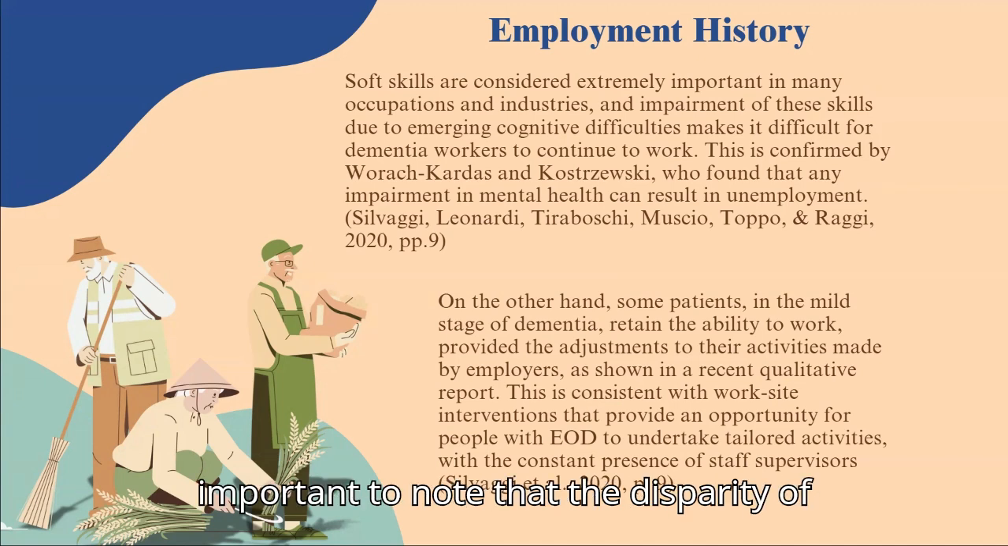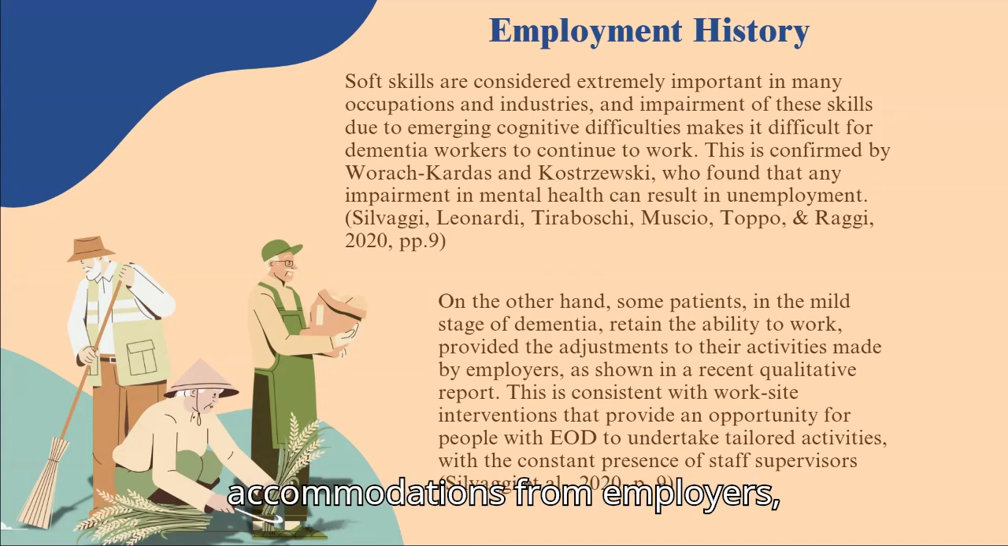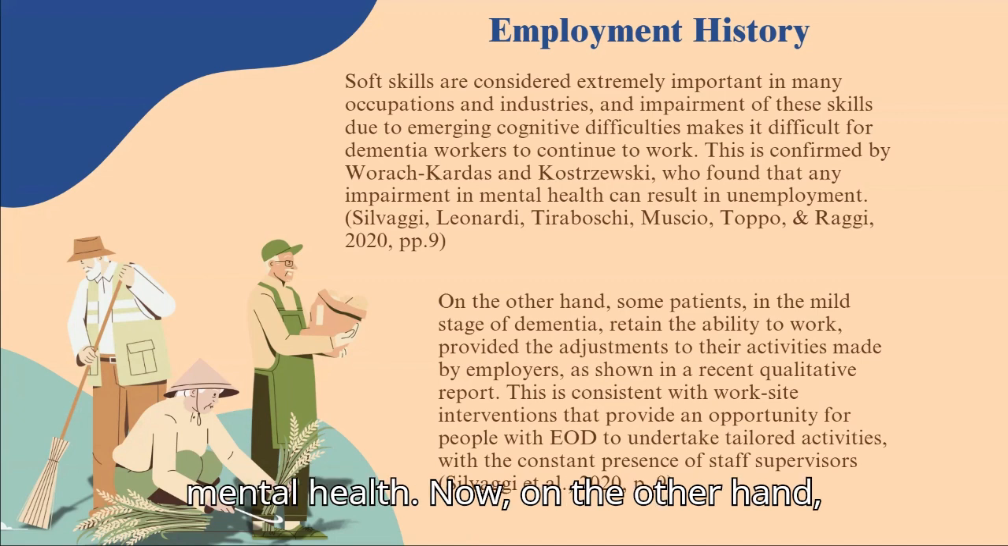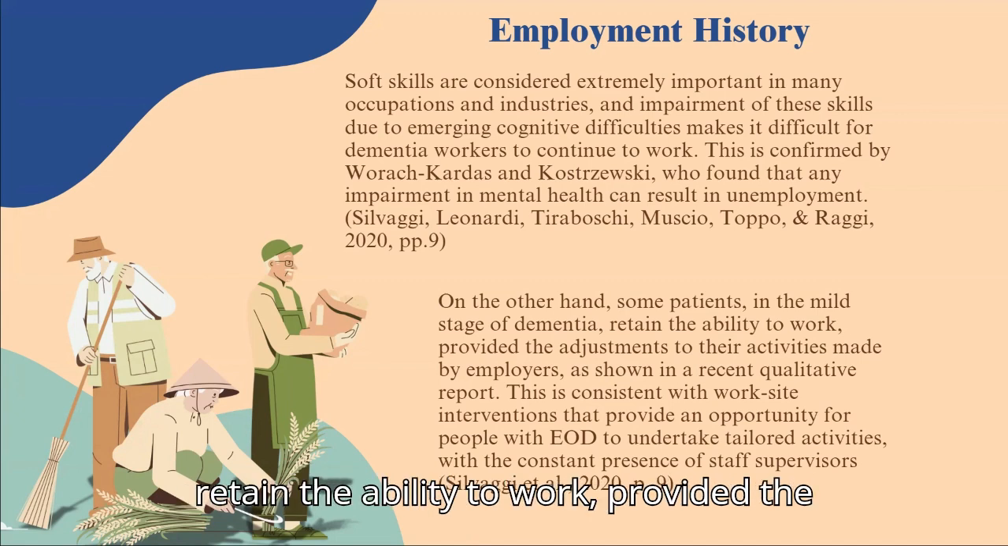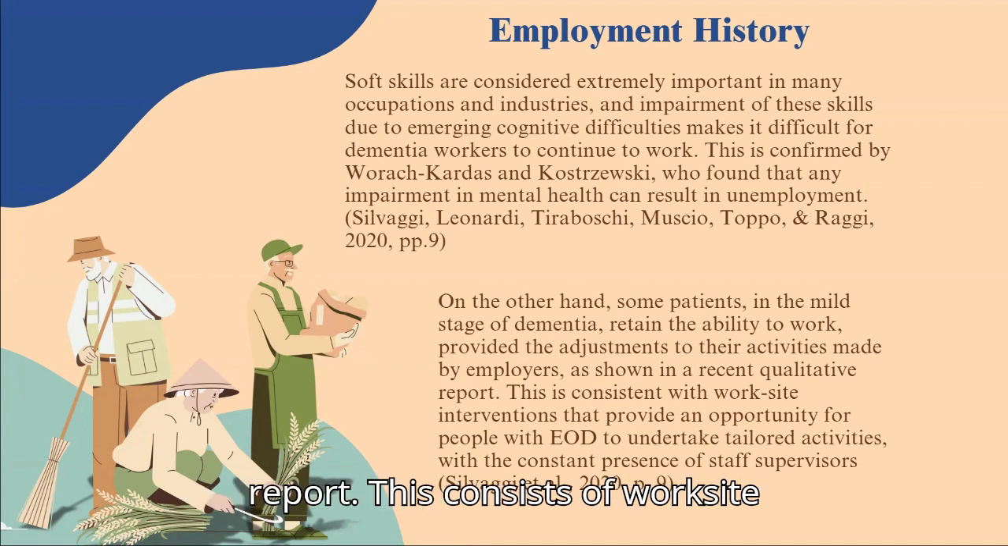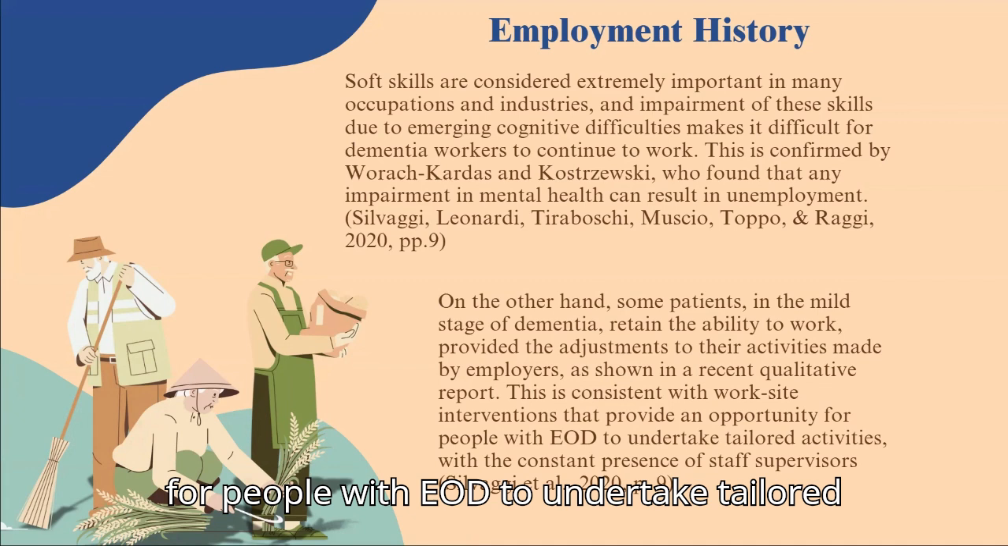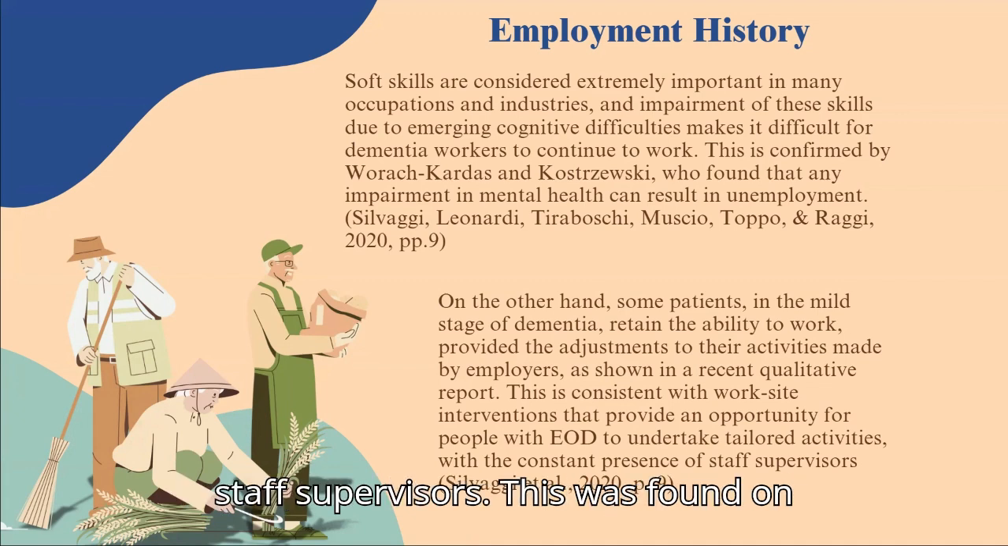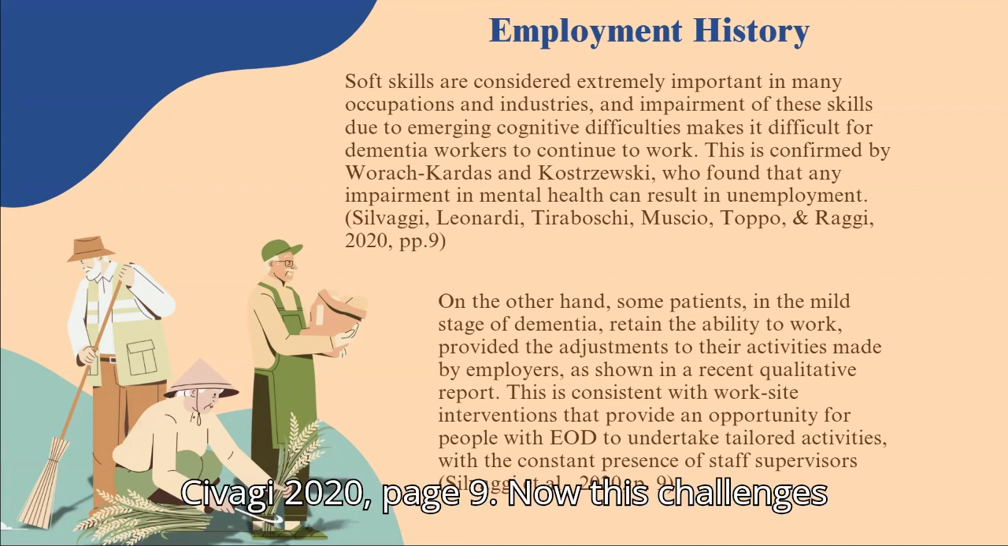Now, it's important to note that the severity of cognitive impairments can influence whether individuals are able to work, with accommodations from employers potentially enabling them to perform their duties despite the decline in mental health. On the other hand, some patients in the mild stage of dementia retain the ability to work, provided the adjustments to the activities are made by employers, as shown in a recent qualitative report. This consists of worksite interventions to provide an opportunity for people with EOD to undertake tailored activities, with constant presence of staff supervisors. This was found in Savagi, 2020, page 9.